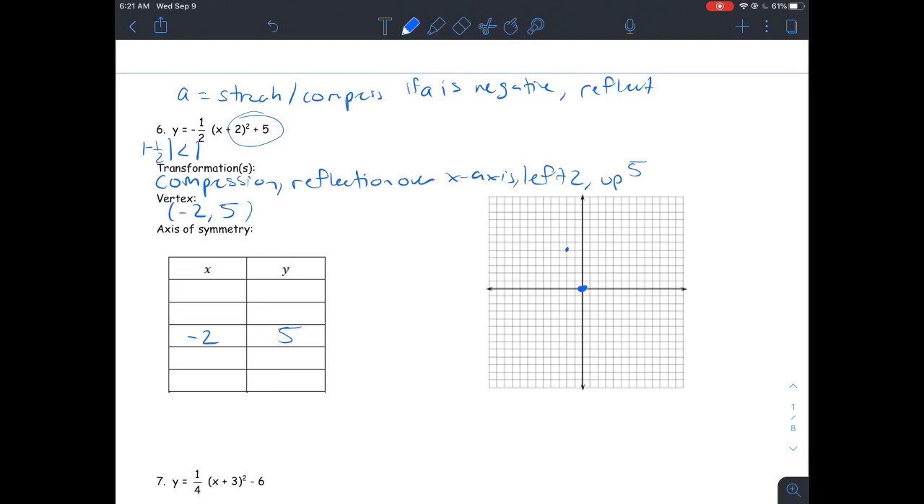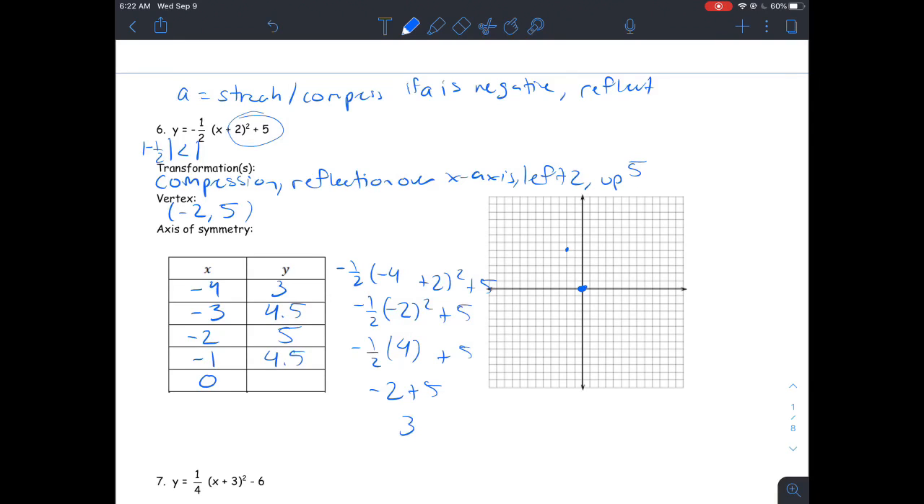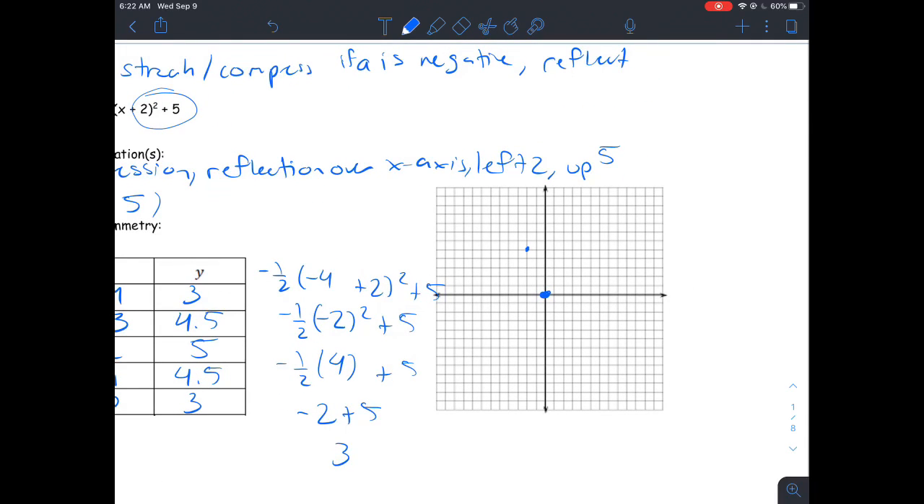All right, so now let's go ahead and write out our points. So again, I'm going to go ahead and put -2 in the middle, -2, 5, and then I'm going to put points around it. So we get -3, -4, -1, and 0. So now we're going to go ahead and plug in a point. Let's see, I will plug in -4. So I get -1/2 times -4 plus 2 squared plus 5. So then we end up with -2 squared, which is going to give us 4 times -1/2 plus 5, which is going to give us -2 plus 5, which is going to give us 3. All right, so you do that for all of the points. You get 4.5, 4.5, and 3.